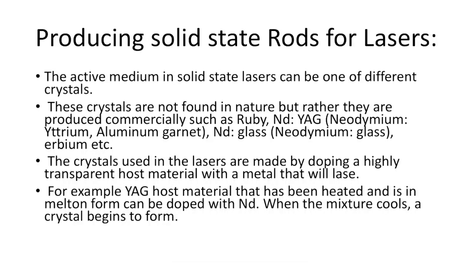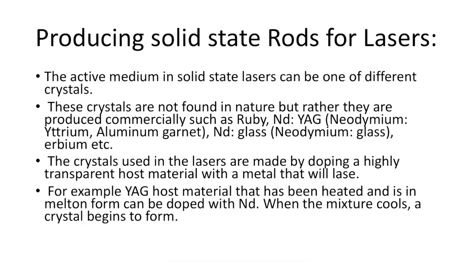So, the production of solid state rods for lasers. The active medium in a solid state laser can be one of different crystals. These crystals are not found in nature, but rather they are produced commercially, such as ruby, Nd:YAG, Nd glass, erbium, etc. The crystals used in lasers are made by doping a highly transparent host material with a metal that will lase. For example, YAG material that has been heated and is in melted form can be doped with Nd.